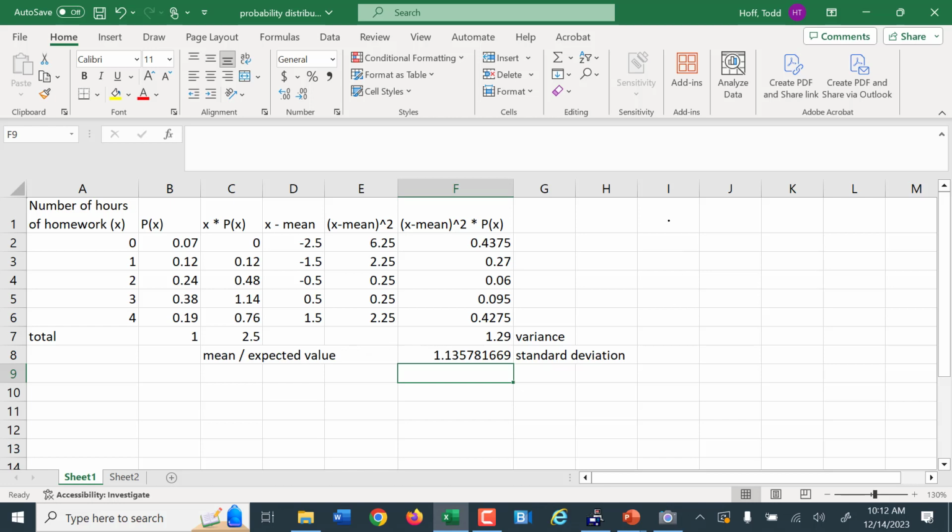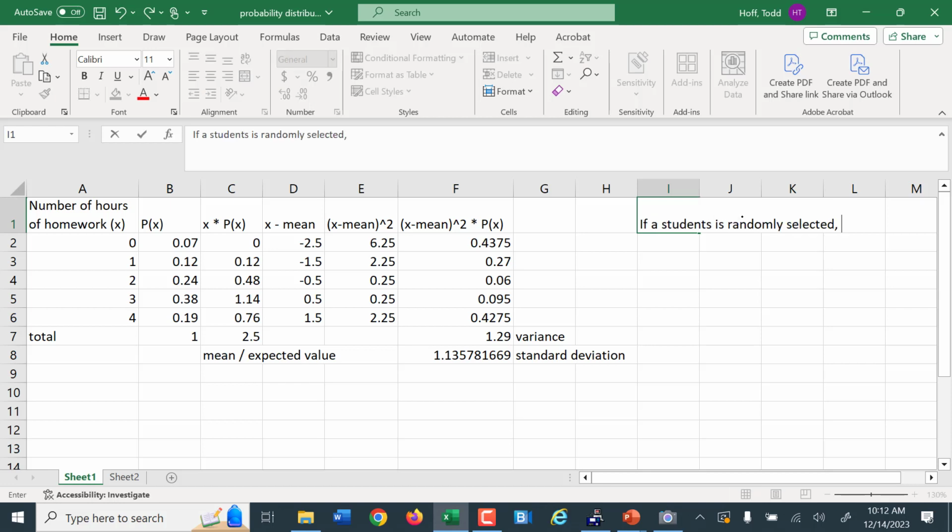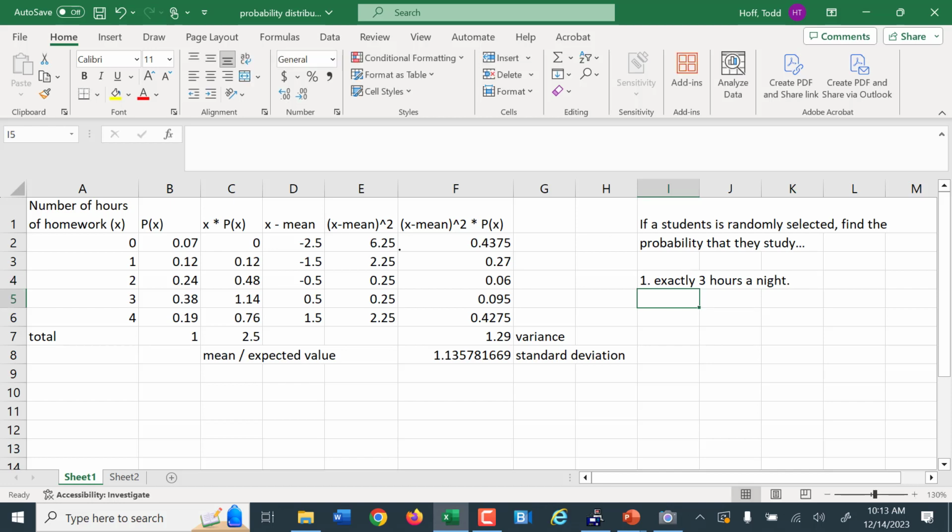Now, before I move on here, I want to find some probabilities here. If a student is randomly selected, find the probability that they study, question 1, exactly 3 hours a night. Well, exactly 3 hours a night, that's just right here. 3 hours a night, that's a probability of 0.38. So when we say exactly, we're just looking for one of the values out of that table. What probability of one number?